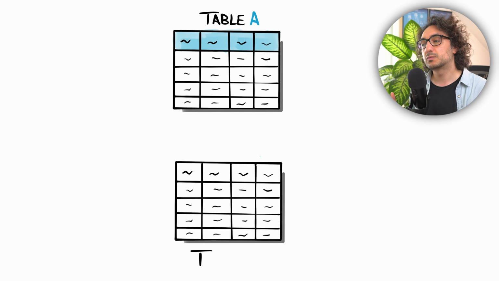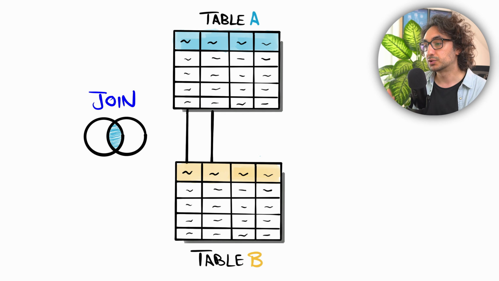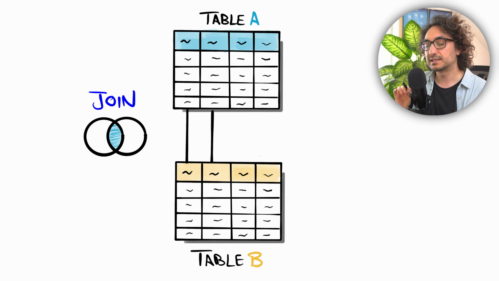And in some scenarios, we have to combine those two tables using joins. Now in order to join two tables, we have to specify the keys between table A and table B in order to join on it. So in this example, we have two keys in order to join the tables.